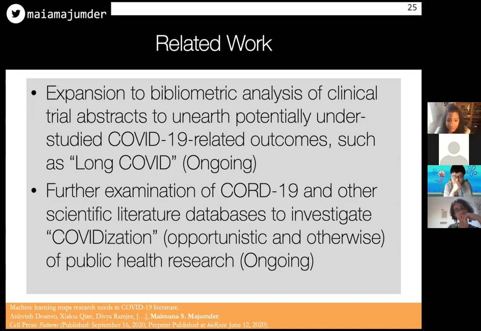COVIDization of research may be defined as a phenomenon in which researchers who have not previously studied pandemics, epidemics, or coronaviruses are now pivoting towards COVID-19 research for a whole host of reasons, varying from the availability of emergency funding to things that are more malicious, like opportunism. However, given the importance of domain expertise and experience when conducting research about COVID-19, the COVIDization of public health research has the potential to result in information generation that maliciously or otherwise doubles as misinformation propagation, as is showcased by several high-profile retractions that have taken place since the beginning of the pandemic.